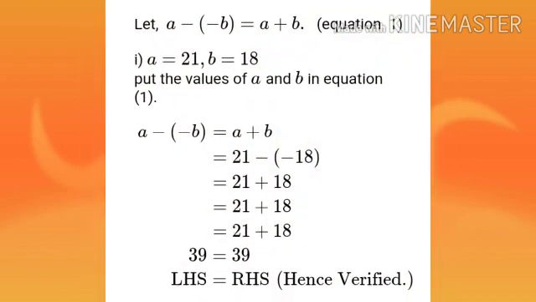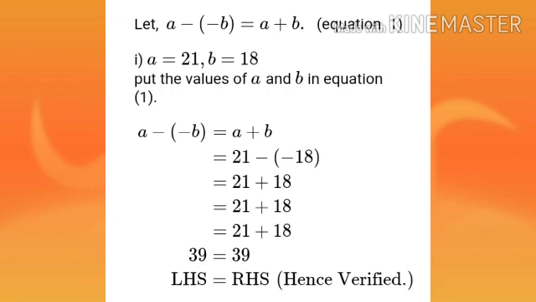Here is the solution of the 8th question. Subdivision 1. Let a minus of minus b, which is equal to a plus b, be the equation. Now we are going to place the values of a and b in this equation. The value of a is 21 and b is 18. The equation is a minus of minus b equals a plus b. We have to verify both the expressions are equal.